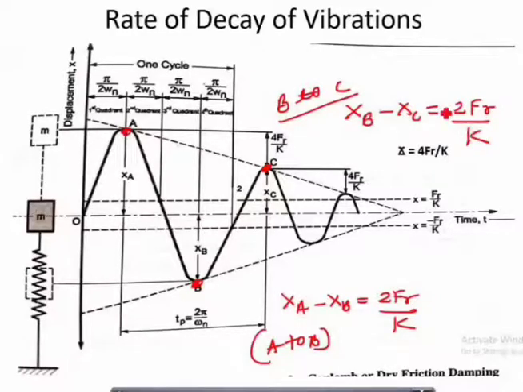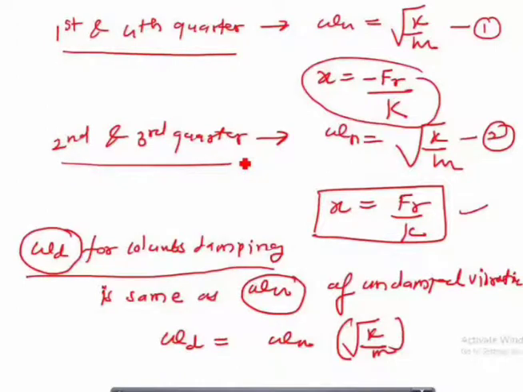So basically, what you have to understand in Coulomb damping is that the difference between any two successive amplitudes is always constant. I will explain what that means once I solve this. Have you understood? I got XB minus XC as 2 Fr by K, and XA minus XB as 2 Fr by K. Now what does total loss in one cycle mean? From point A to point C. Let us understand this. Now let us say total loss of energy.